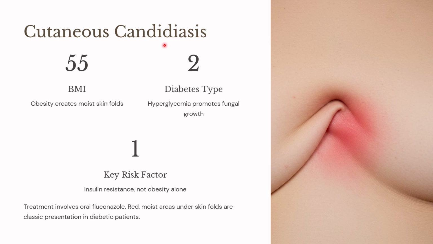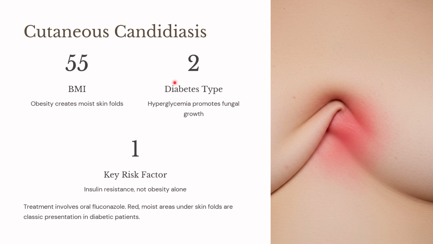What about cutaneous candidiasis? Cutaneous candidiasis is nothing but a candidal infection occurring on the skin. So how will the presentation be? They will give you a middle-aged female who has a BMI of 55. You should imagine that she is plump, has type 2 diabetes, and has a red moist 8 to 10 centimeter ellipse-shaped lesion under the right breast.